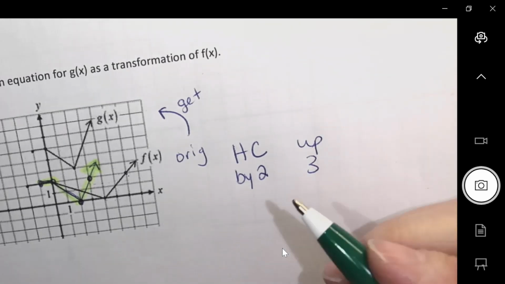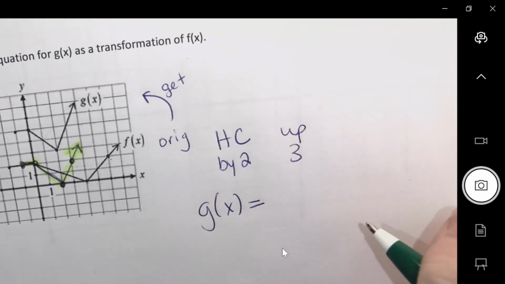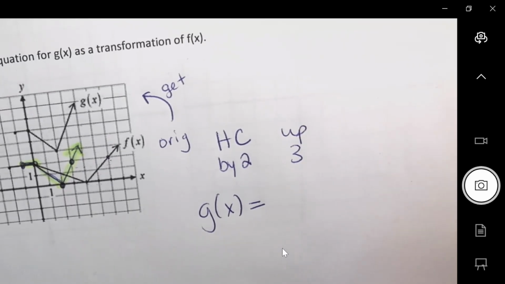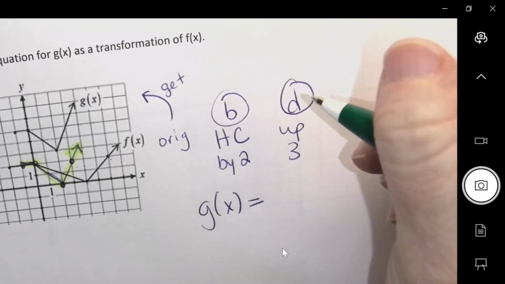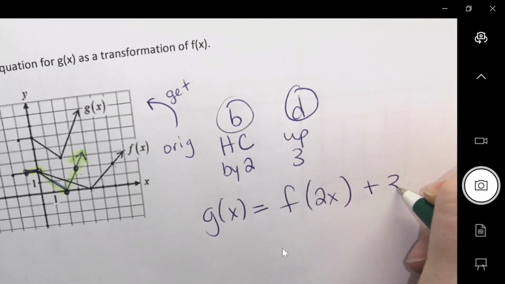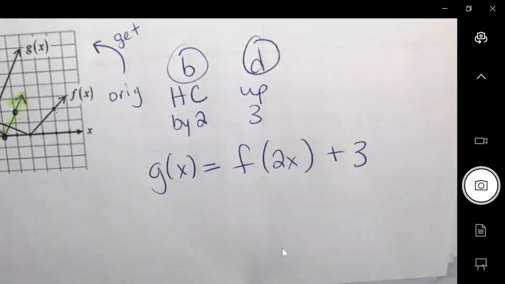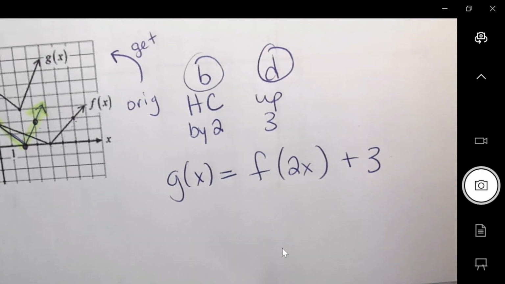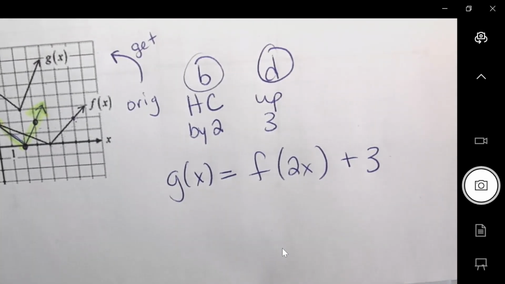So we have to write this, so g of x is us doing those things to the f of x. So this needs to go into the b, and this needs to go into the d. So there's your answer. A B position and a D position.